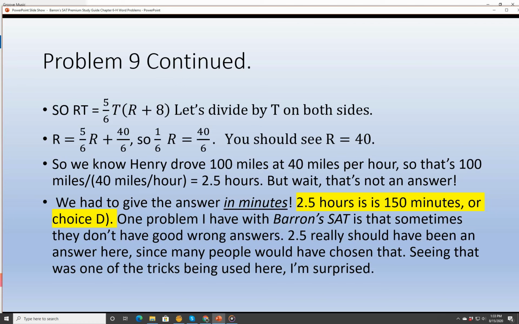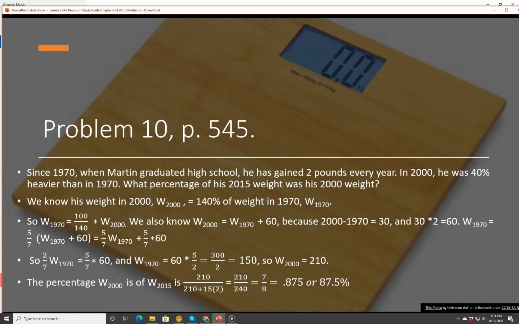One problem I do have with Barron's SAT is sometimes they don't have good wrong answers. 2.5 really should have been an answer here, since many people would have chosen that. Seeing that's one of the tricks that they were pointing out here and that we're using here, I'm a little surprised. But anyway, other than that, it's a good problem.